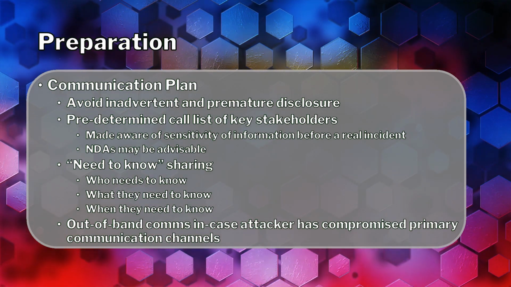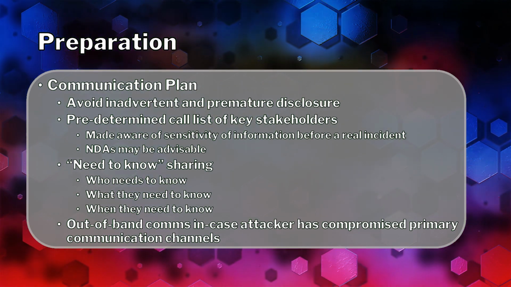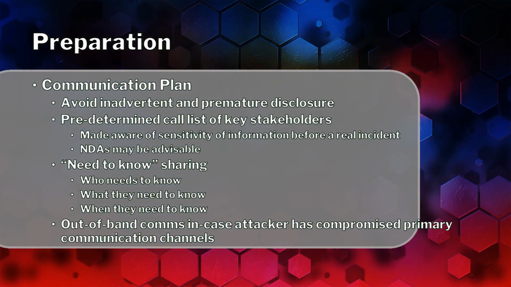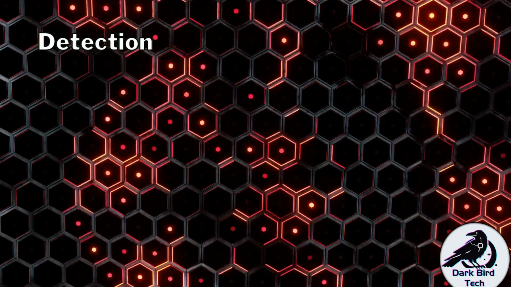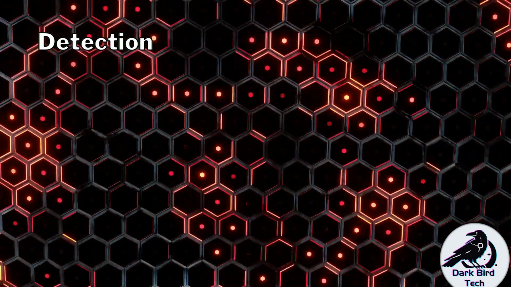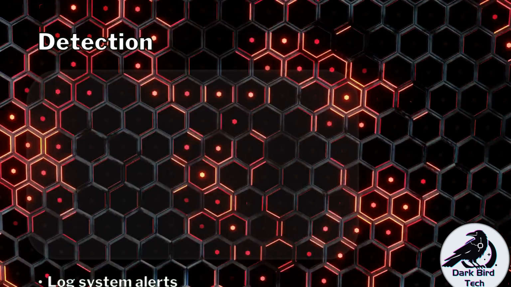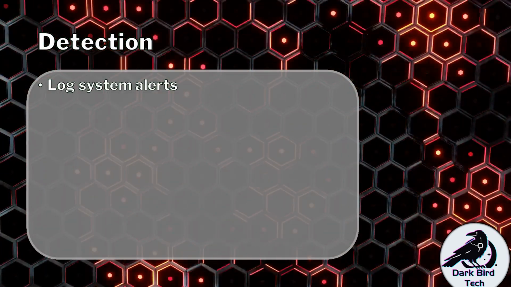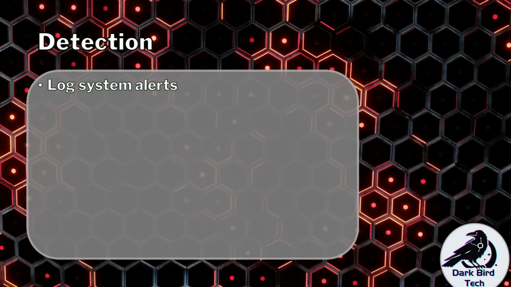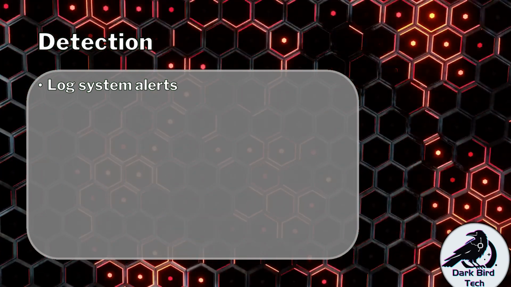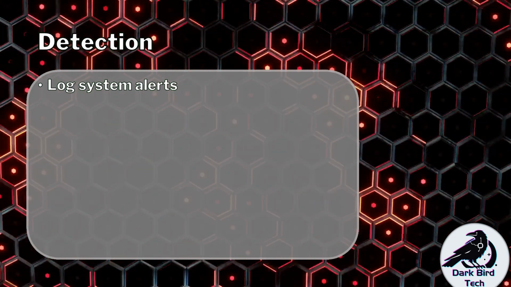Now, once you've got your plans in place and you are ready, you could look at moving into the detection phase, where our main goal here is to pick up on the incident as early on as possible. This is where things like our logging systems can help us a lot, giving us alerts about the unusual and strange circumstances that could be occurring within your network.